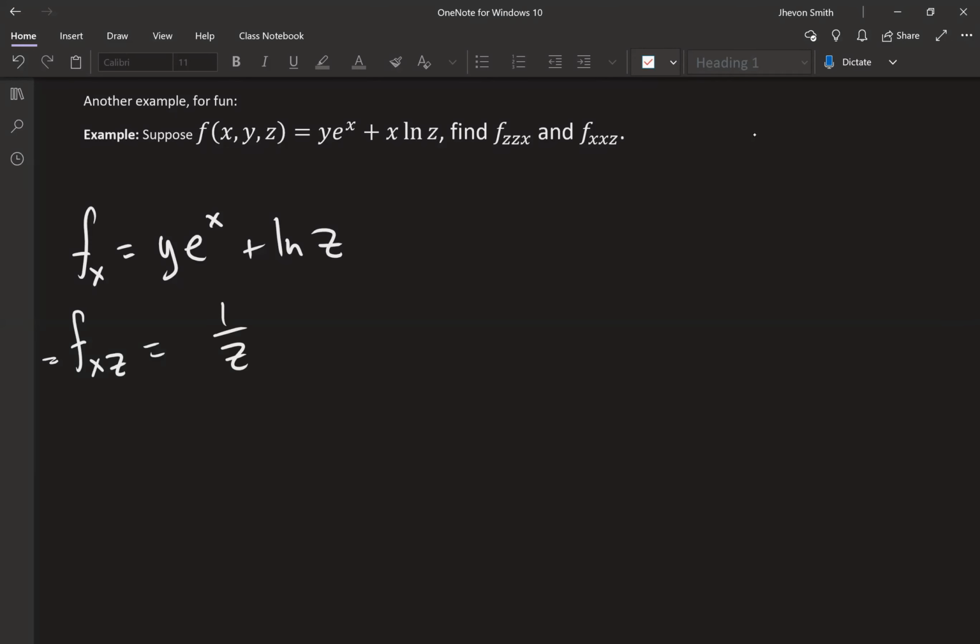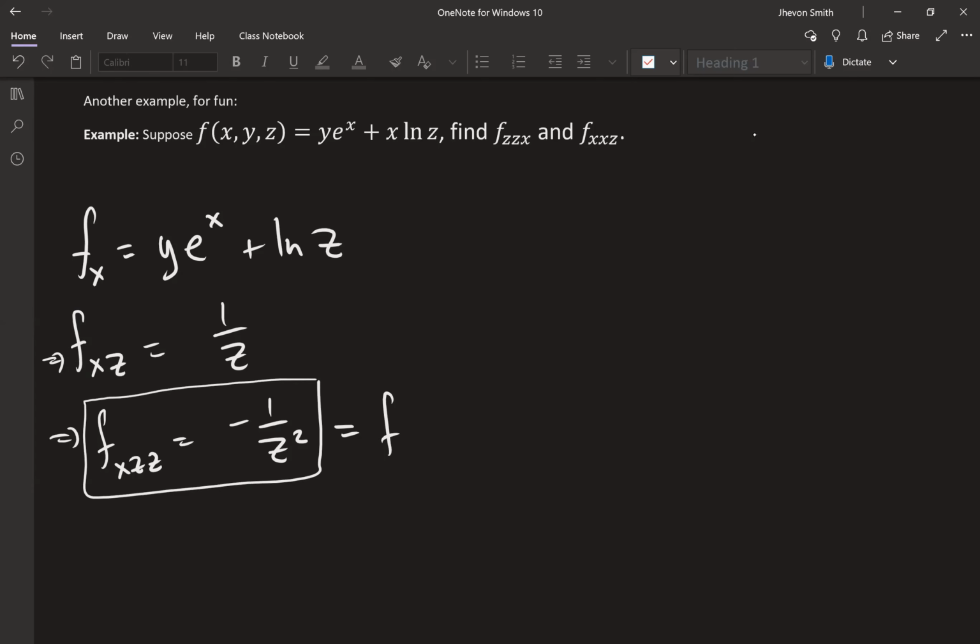Okay. And then, once you did that, you take the derivative of 1 over z, which is z to the negative first power. You would get negative 1 times z to the negative square, which is negative 1 over z squared. Right. And this is in fact equal to this.